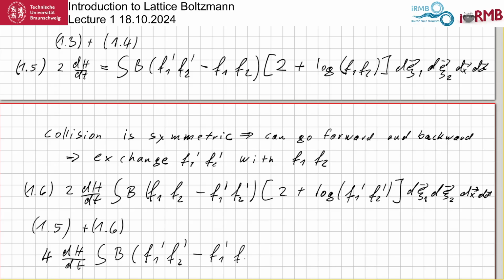So what happens now is that the sign in this integral between 1.5 and 1.6 has changed. So here we have first the dash and minus the undashed, and here we have the undashed minus the dashed. So we changed the sign. This is why the 2 and this 2 will cancel each other out. And what we are left with is the logarithm of f1 f2 minus the logarithm of f1 dash f2 dash, and this integrated again over everything.